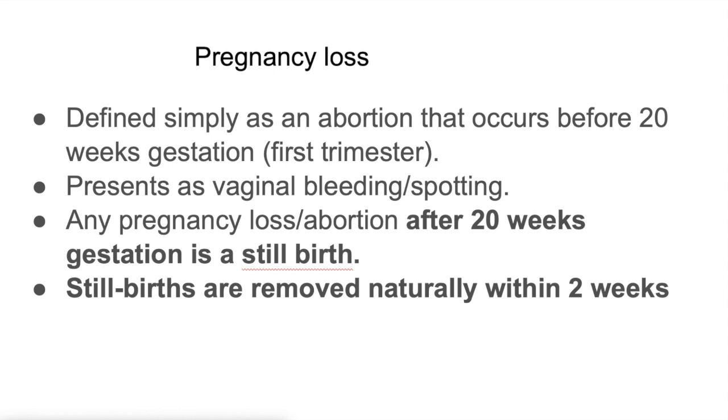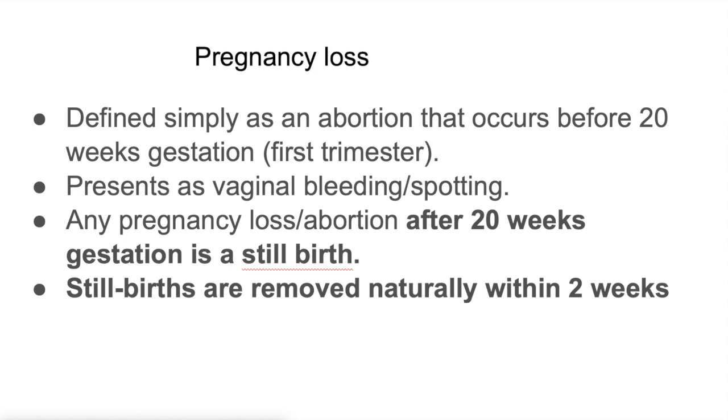Now, what is the definition of pregnancy loss? It is defined simply as any abortion that occurs before 20 weeks of gestation or within the first trimester. Oftentimes the main symptoms that present as pregnancy loss are just vaginal bleeding and spotting. Physical examination will either show an open cervical os or a closed cervical os. I'll get to explaining that in a bit.